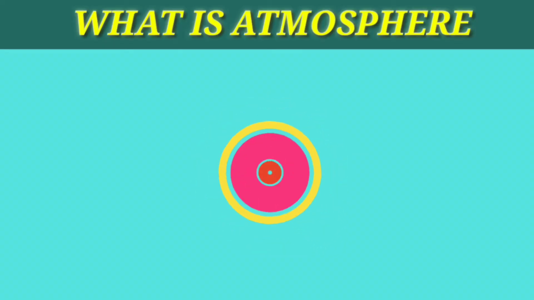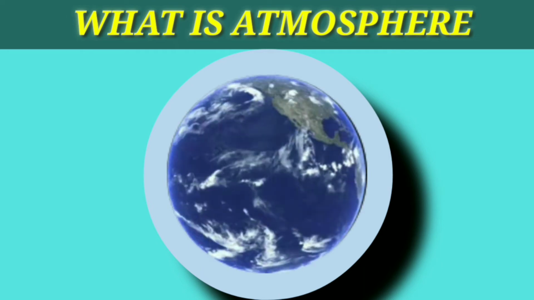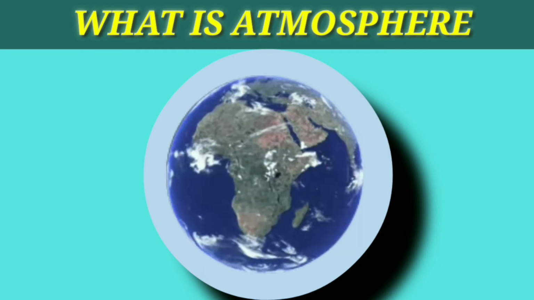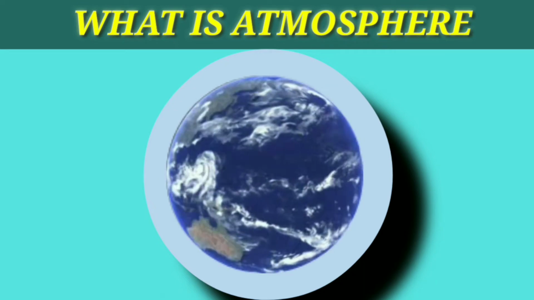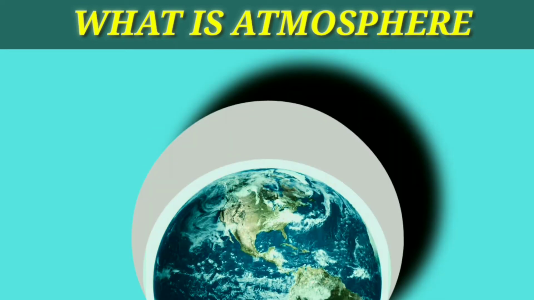So let's see. The earth is enveloped by air from all sides. This envelope of air around the earth is called as atmosphere. The existence of all the living organisms on the earth depends on this atmosphere. Air is a mixture of various gases. It means that atmosphere is a mixture of many gases.